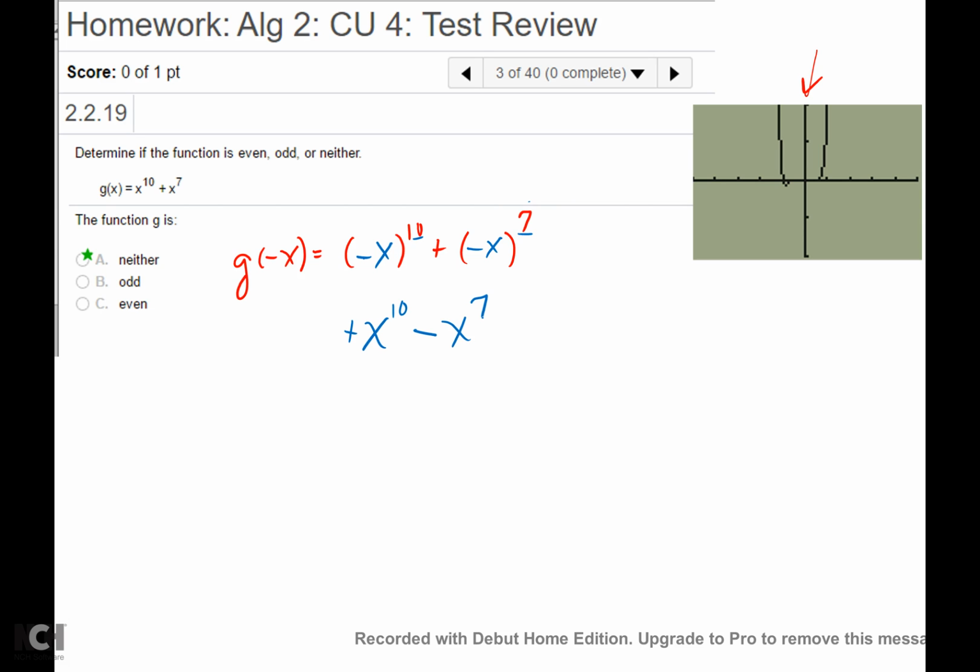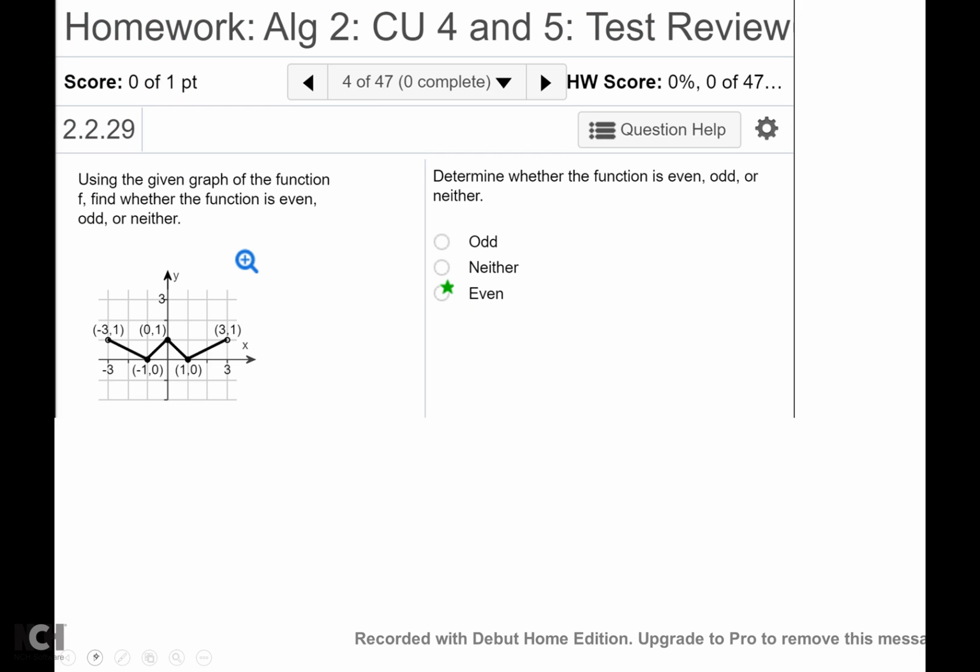So if I look back at the original, x to the 10th was positive, it's still positive, but x to the 7th was positive, and now it's negative. So this one did not change signs, and this one did. So some did, some didn't, which means the function is neither. If you look at a graph, it's close, but the y-axis does not cut it exactly in half. This side has this little whoop-de-whoop here that's not on this side, so it's not a mirror image. And which means the y-axis does not cut it in half, which means it is not even.